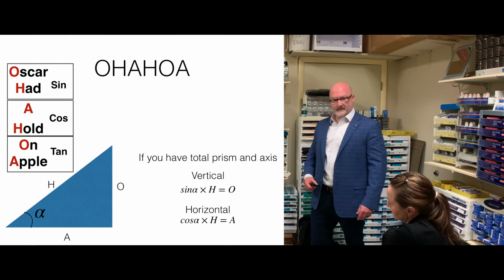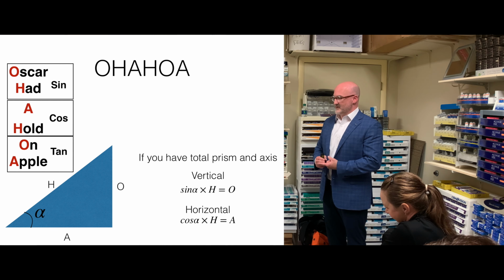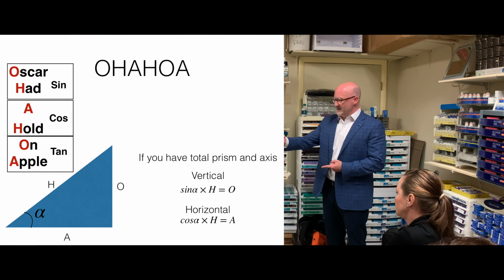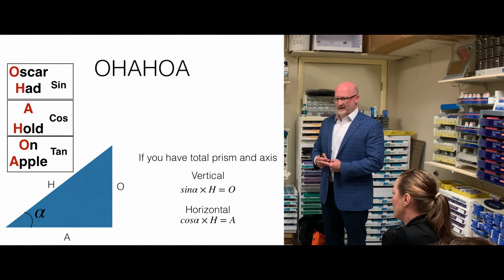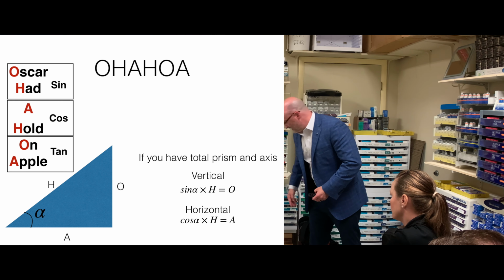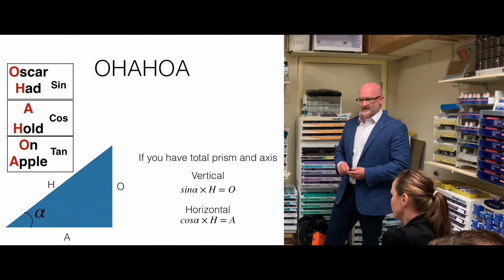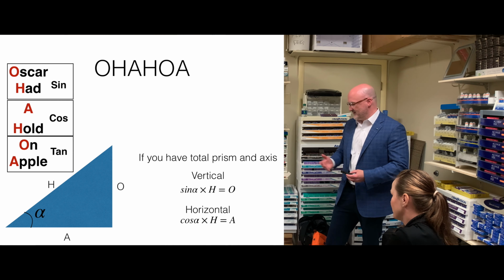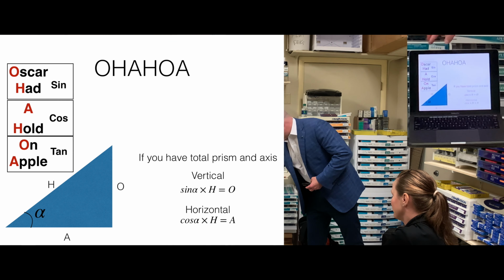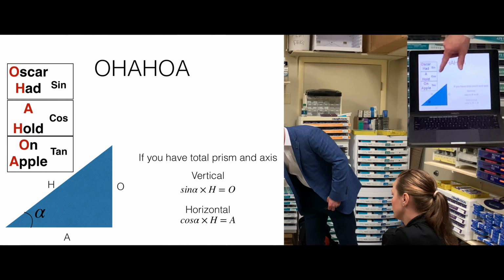More math, right? So if we wanted to do the math route as opposed to using the app or the chart that you have, right? We want to go ahead and really sit down and figure it out on paper, because we're all excited to do that. Everybody has heard of Oscar Had A Hold On Alice, or Apple, or I used to say Alice, but I don't know if that's politically correct anymore, so I changed it to Apple. So sine is opposite over hypotenuse, cosine is adjacent over hypotenuse, and tangent is opposite over adjacent.